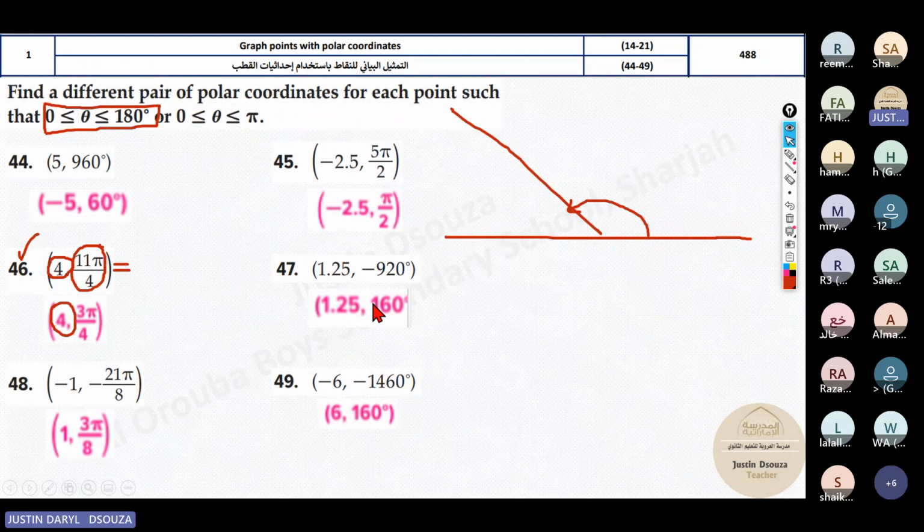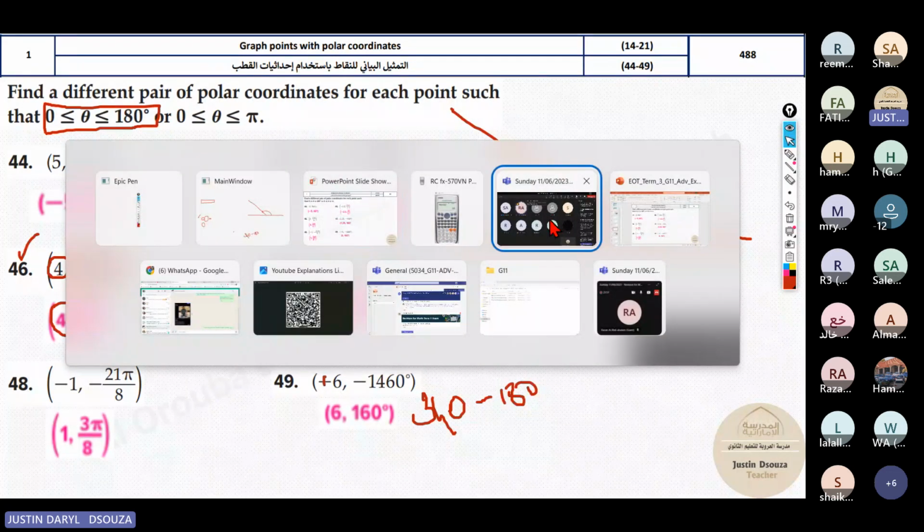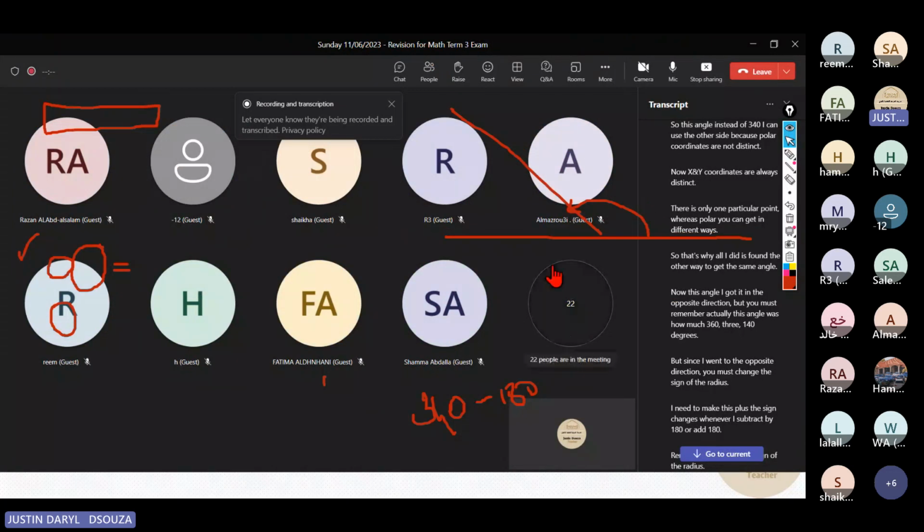Whereas in other cases, over here and over here, we got more than 180 degrees. It was 235 or something. Sorry, it was 340. We subtracted 180. That's why we changed the angle. See, over here, the coterminal was actually 340 degrees, so it was more than 180. It was not within this range. That is why we subtract 180 and the sign changes for the radius. I hope this is clear.